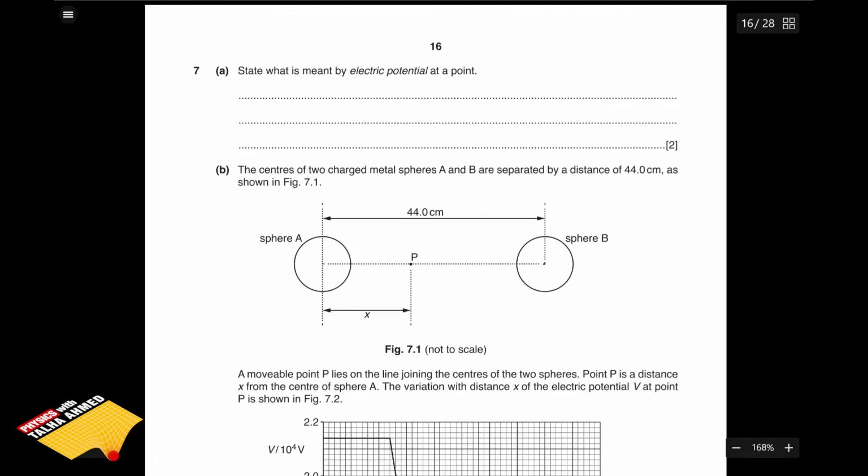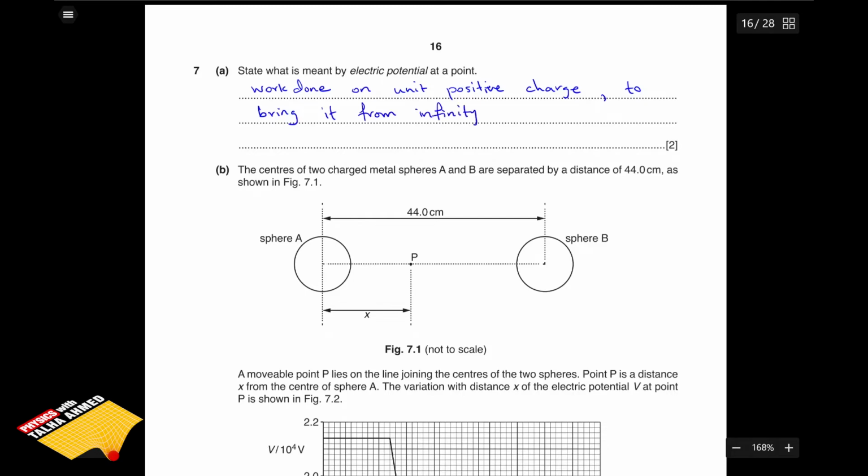Okay, on to question number 7, part A. State what is meant by electric potential at a point. So this is going to be defined very similar to gravitational potential. We have defined gravitational potential in one of the previous one or two past papers as well. So, what is electric potential? It is essentially work done or the amount of energy on a unit positive charge. So, unit means 1 coulomb of charge and it has to be positive.